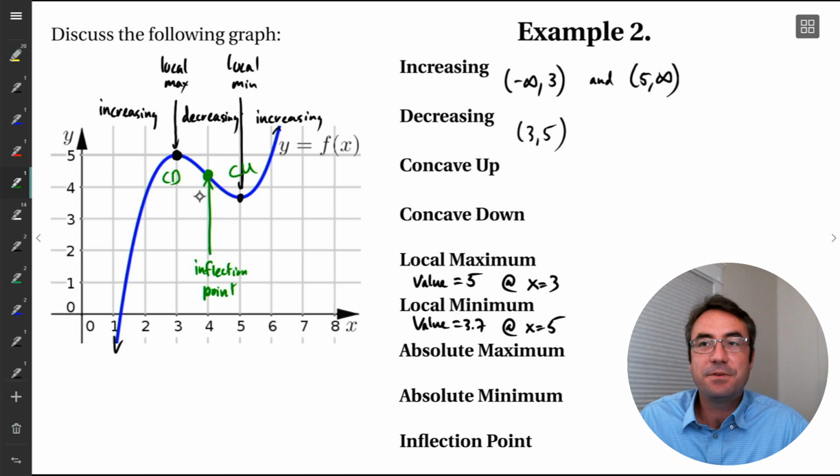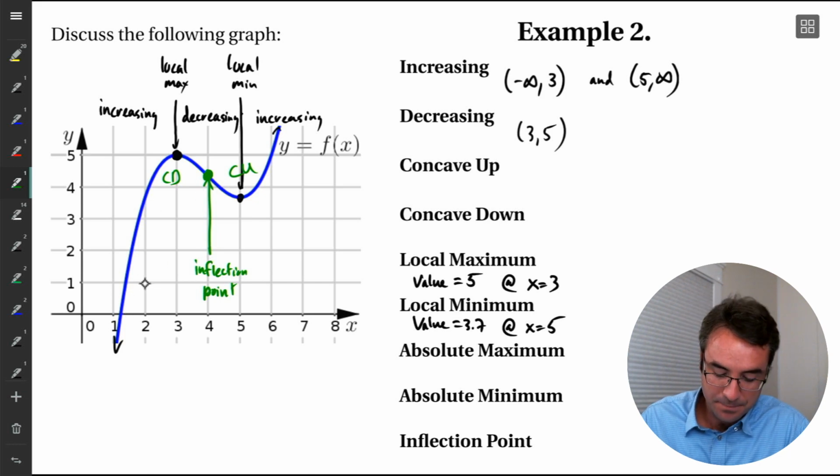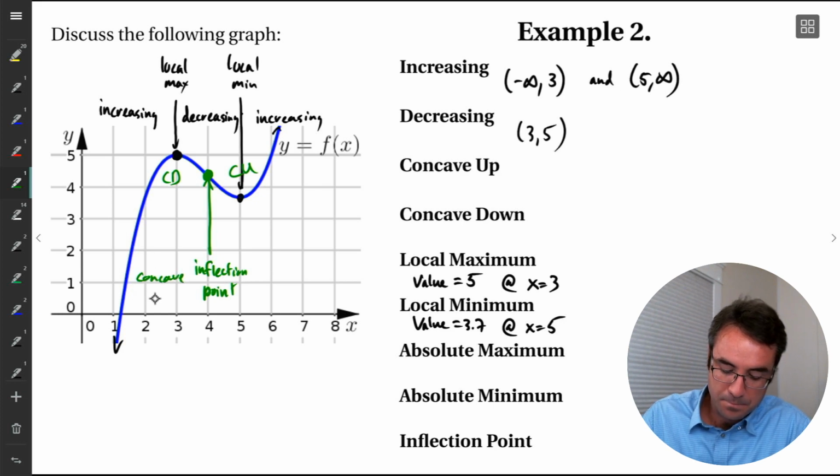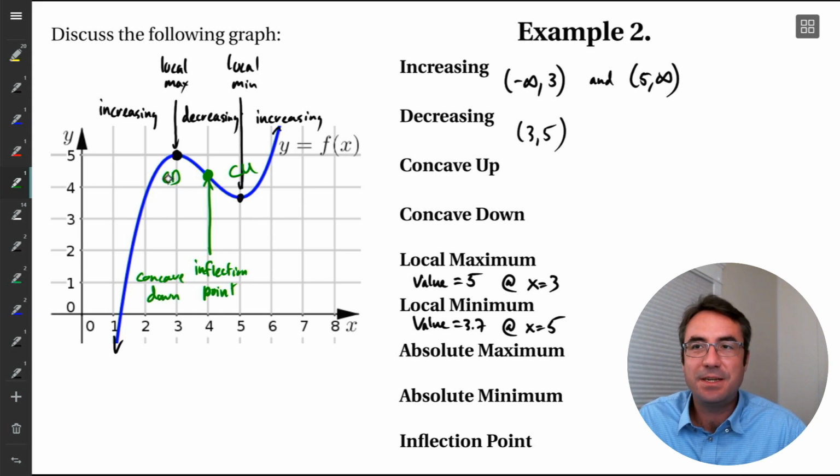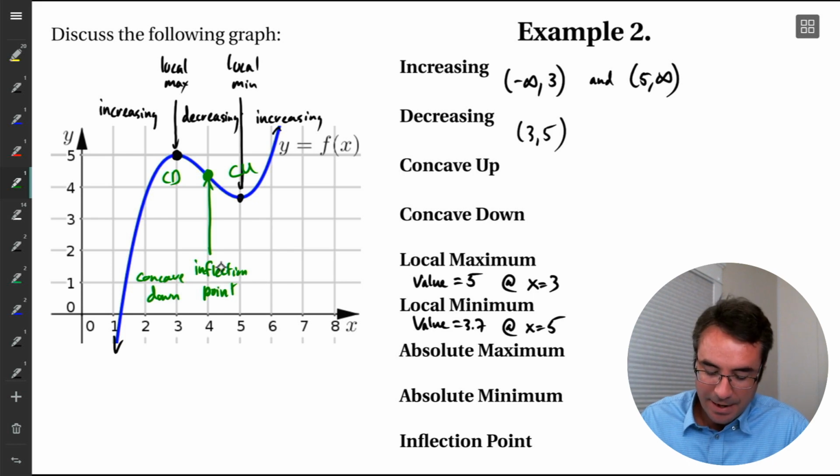And to the left of that inflection point, our graph has that concave down shape. A lot of times I abbreviate concave down as CD. You could also use CCD, another common abbreviation. And concave up is CU or CCU. Then on the right side over here, we're concave up.